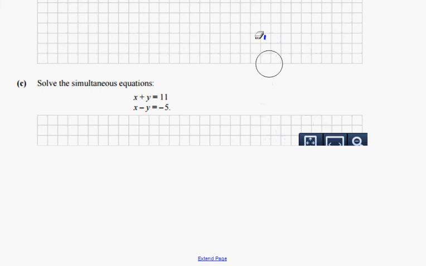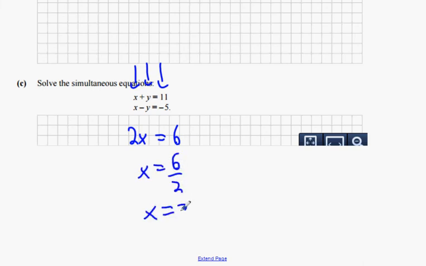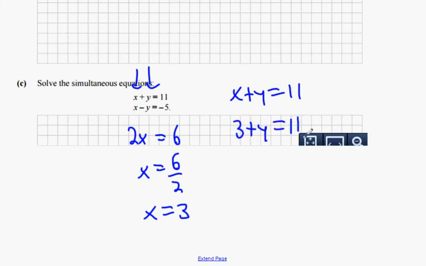Therefore, we're going to do the same thing here. We're going to add downwards, and what you're going to see is x plus x is 2x, but plus y and minus y, they cancel each other out. And then we get 11 minus 5, which is 6. 2x equals 6, x equals 6 divided by 2. x equals 3. Now we also have to find out what the y value is. So we know that x plus y equals 11. Therefore 3 plus y equals 11. y equals 11 minus 3. y equals 8.